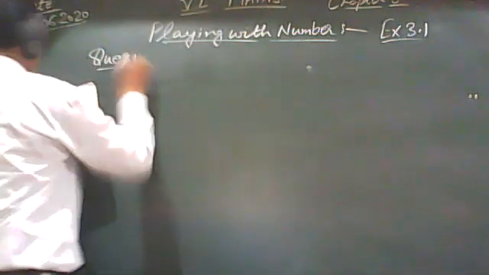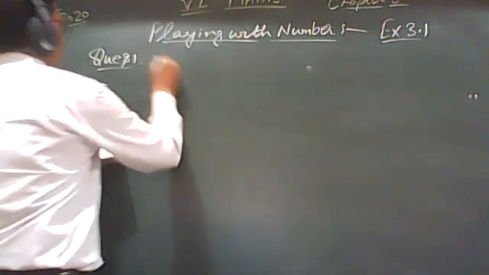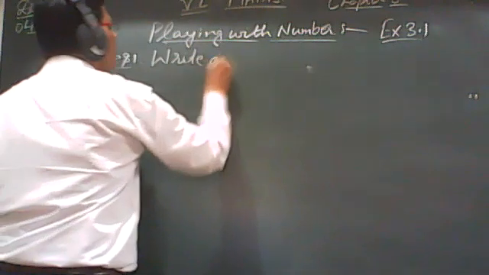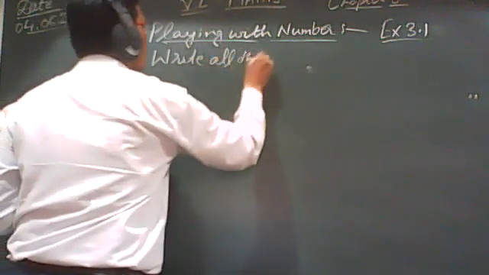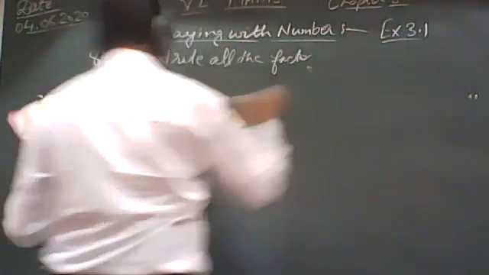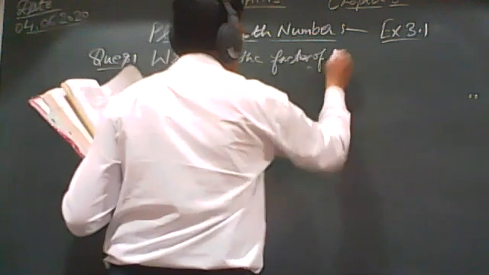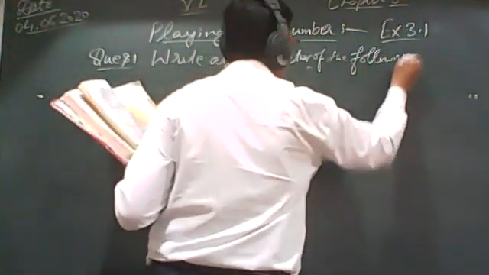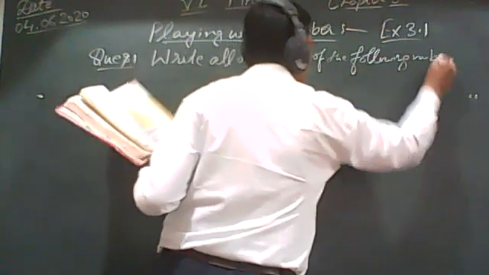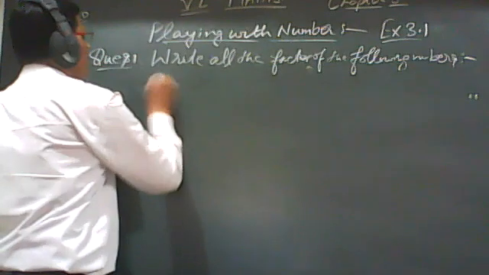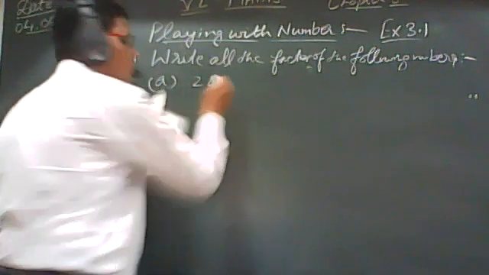Question 1. Write all the factors of the following numbers. Now, A part. This is 24.